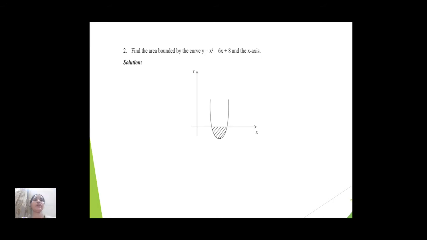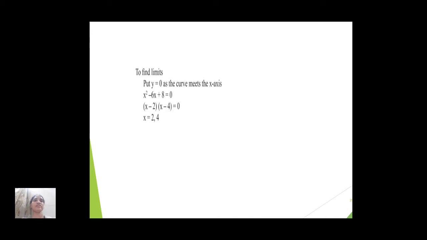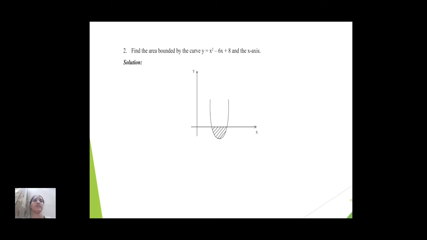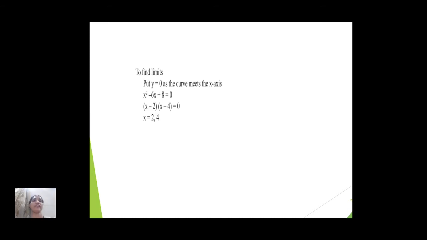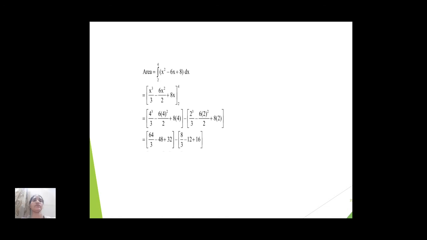Next, find the area bounded by the curve y equal to x square minus 6x plus 8 under the x-axis. To find limits, because x-axis means y equal to 0, here we will find the limits. So put y equal to 0 as the curve meets x-axis. Then we get x square minus 6x plus 8 equal to 0. Then we get (x minus 2) into (x minus 4) equal to 0, x equal to 2, 4.